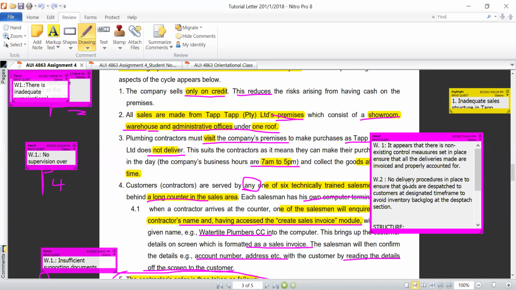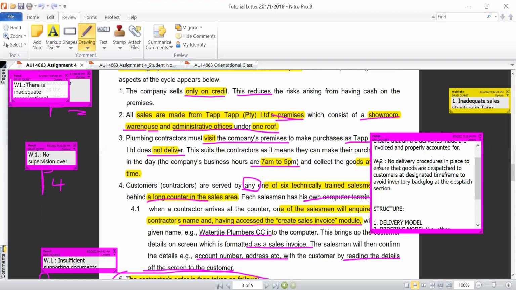Number 2. Okay, sorry. Number 2, no delivery procedures in place to ensure that goods are dispatched to customers at designated time frame to avoid. Okay, I'm receiving pop-up messages. It's distracting me now. Sorry about that.